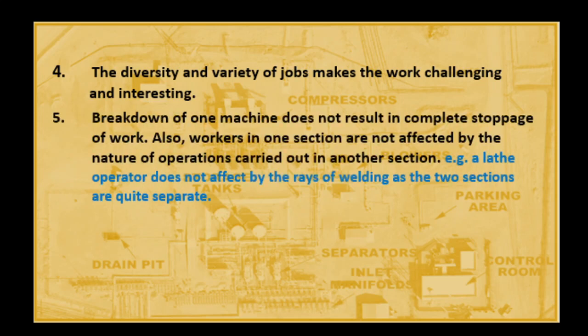So, fifth one is that breakdown of one machine does not result in complete stoppage of the work. So, ito yung kagandahan niya. So, hindi totally nagkakaroon ng paralyzation. So, supposedly, masira yung equipment natin. Although, magkakaroon lang tayong slight delays. Also, workers in one section is not affected by the nature of operations carried out in another section. So, let's say, for example, a lathe operation does not get affected by the risk of welding as the two sections are quite separate.